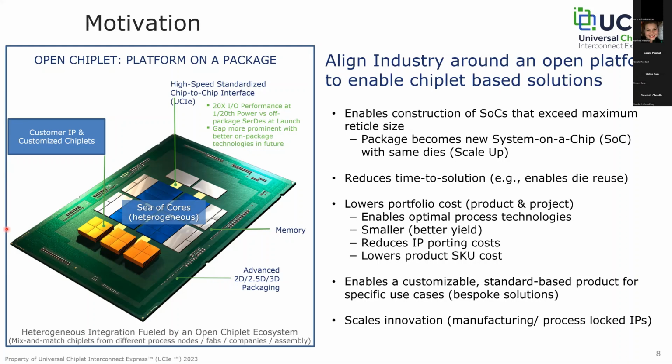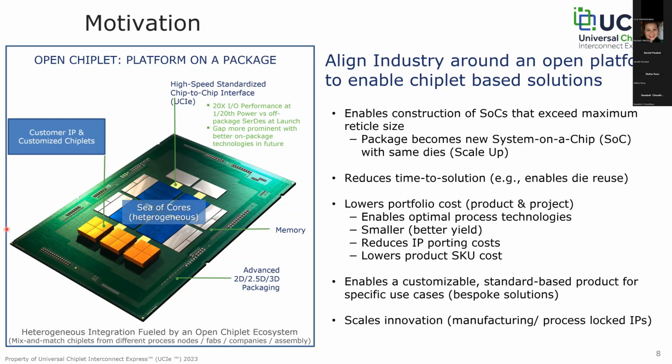So some of the advantages here are you're no longer constrained by reticle limit silicon. You can have multiple smaller silicon, you can have different size silicon, and you can interconnect them. It reduces the time to solution or time to market, enables die reuse, and also lowers portfolio costs. So what does that mean?